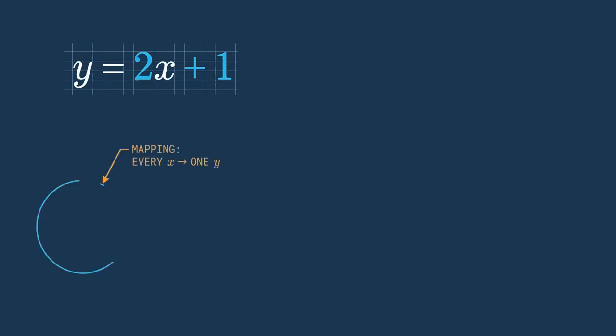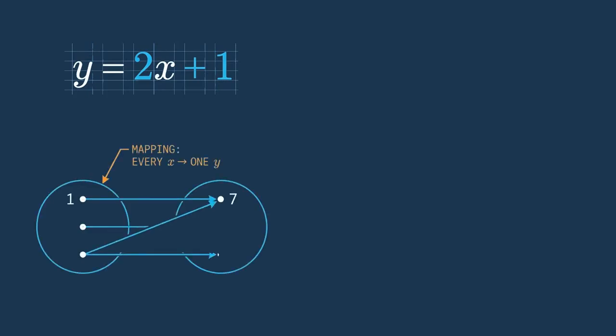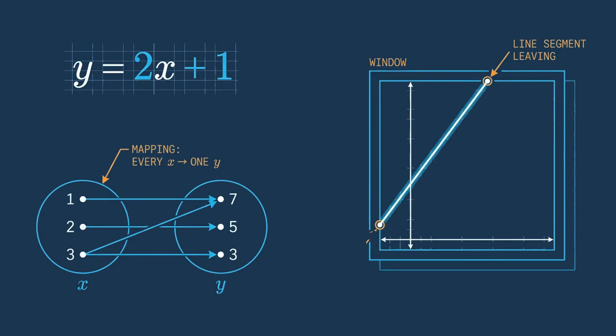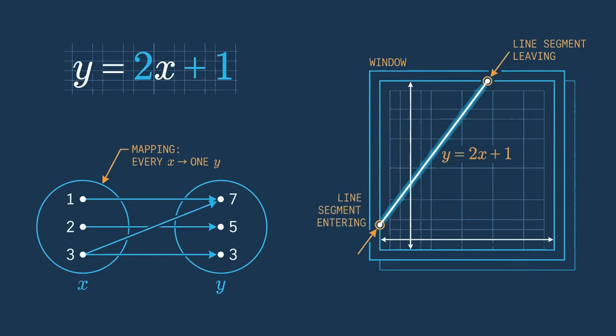This equation tells you that for every x, there is exactly one y, so Desmos can treat it as a function. Behind the scenes, it figures out where that line enters the visible window, where it leaves, and then draws one straight segment between those points. Since 2 points completely determine a line, this is fast and precise.